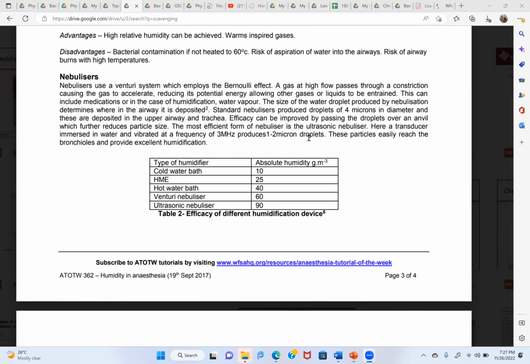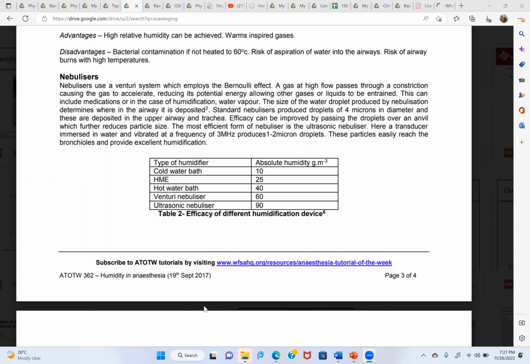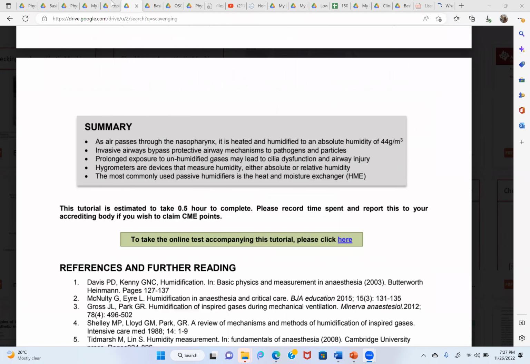So this will be an MCQ question, and this table can be asked, that what is the efficacy. So the most efficacious is ultrasonic. Okay, so at this point you should know the cold water bath 10, then 20, 25, then 40. This is absolute humidity.